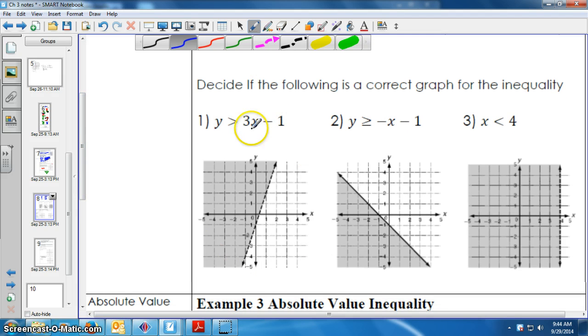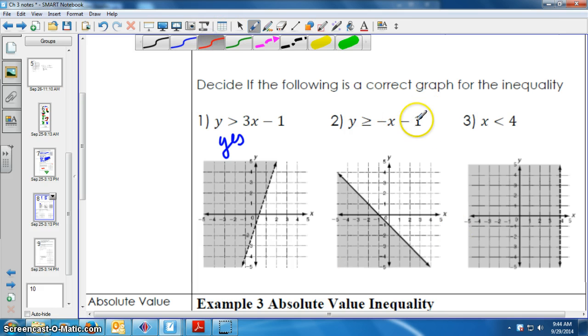So first we need to see if it's graphed correctly. Start at -1, move up 1, 2, 3 over 1. Yes. This should make it a dashed line. Yep, it's dashed. And then y is greater. So we look to see, did they shade the escalator part where we would ride? Yes. So this one, yes, they did it correctly.